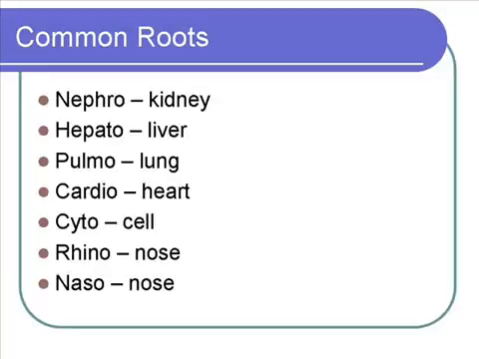Cyto meaning cell. I believe at the beginning of the lecture I mentioned osteocyte, which is a bone cell. And then I have two roots here that actually mean nose, rhino and naso. And sometimes that can happen. I put them both on there just as an example that there's not always one word or one root that means the one thing. So an example of a word with rhino would be rhinoplasty, which is essentially a nose job. And an example of a word with naso would be nasal. For example, somebody who talks through their nose maybe has a nasal voice, right?